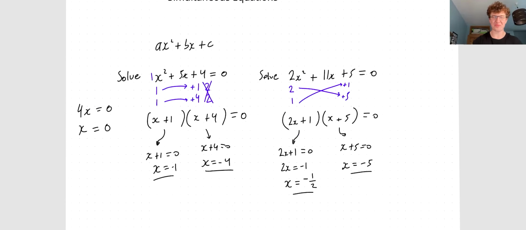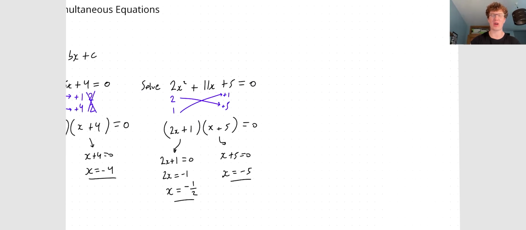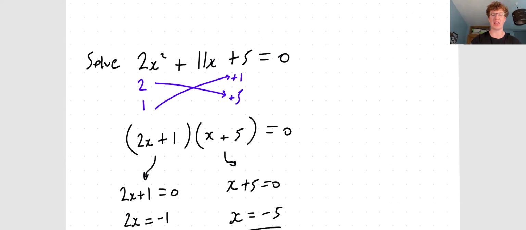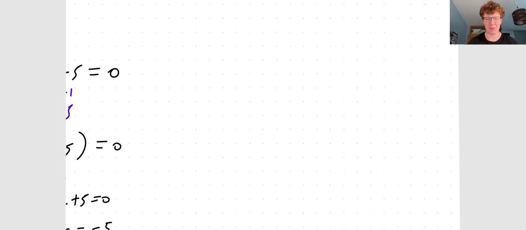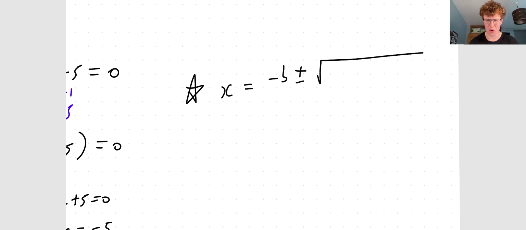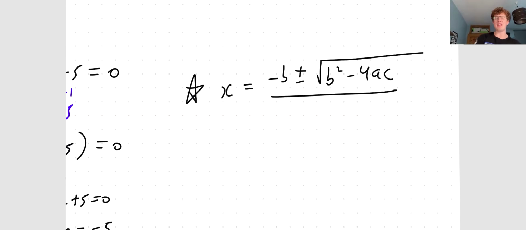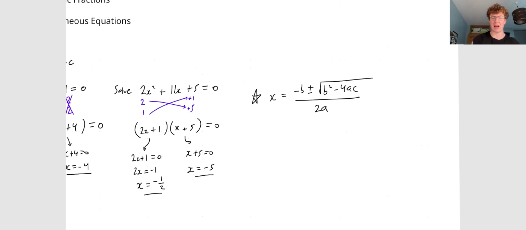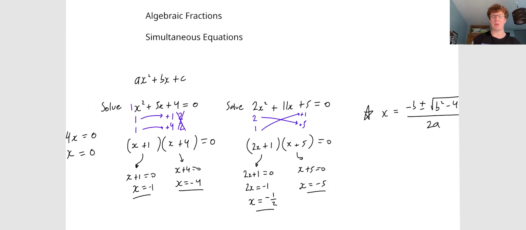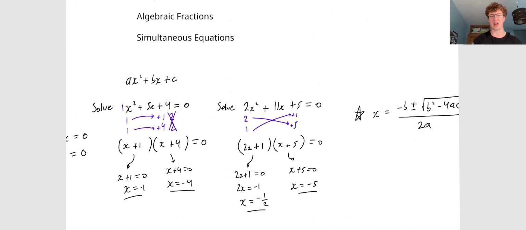Worst case, if this doesn't work, if you can't find a combination that will give you this number in the middle, the backup plan is our good pal, the minus b formula. x is equal to minus b plus or minus the square root of b squared minus 4ac, all divided by 2a. Where a, b, and c are just these numbers here. a will be the number at the front, b will be the number in front of the x, and then the c will just be the other number in the equation.